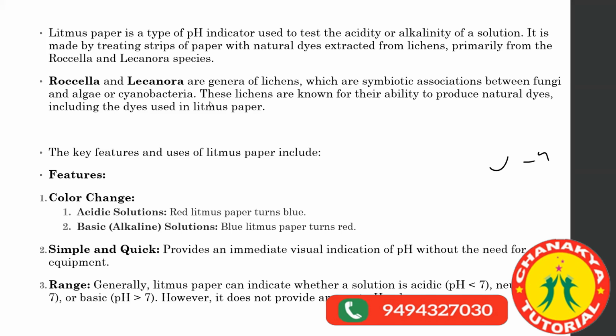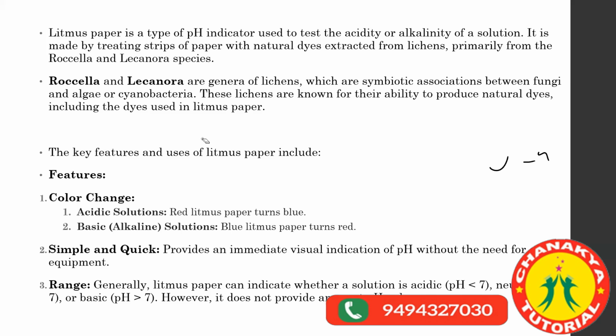So litmus is simple and quick, and provides an immediate visual indication. If I'm just asking you whether acid or base, you can simply tell with the help of colors. You don't need any pH or something like that. But if I'm asking you more generally, then you should go to the numbers, to the range. If the solution is acidic and I want to measure the rate of acidity, for example, you can randomly guess HCl will have some 2.